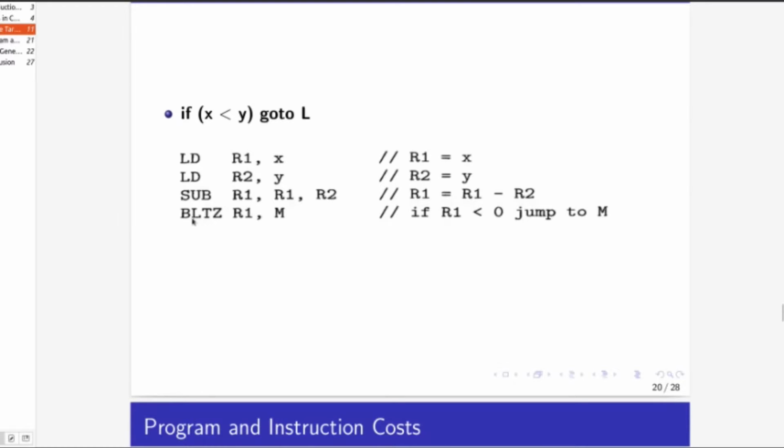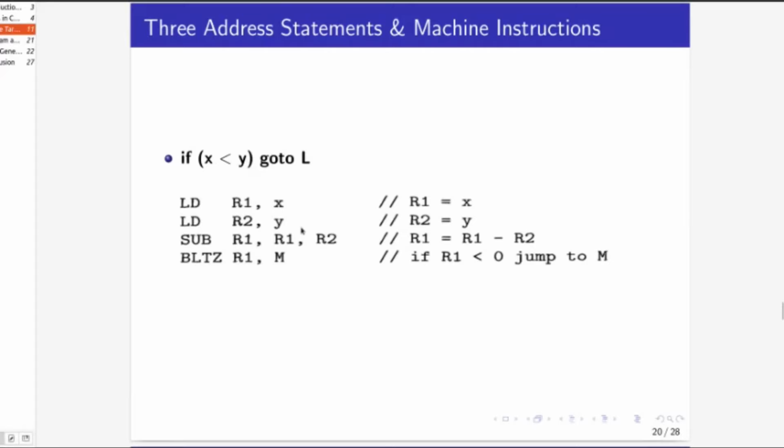Then branch less than 0, that means R1 is less than R2, go to M. So the content of R1 is less than 0, that is the meaning of branch less than 0 of R1. R1 is the operand. If it's less than 0, then the meaning is R1 is less than R2. So go to M. That is the meaning of this instruction. So that is about a few other statements and their corresponding assembly code.